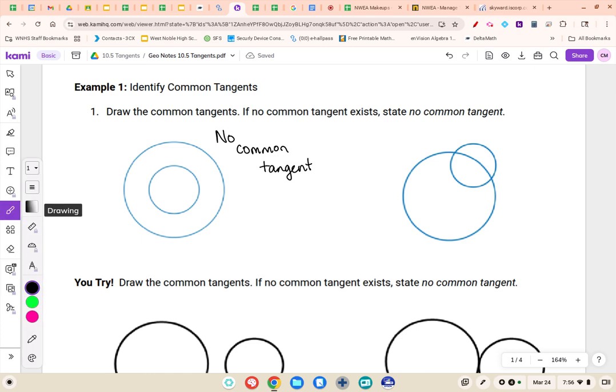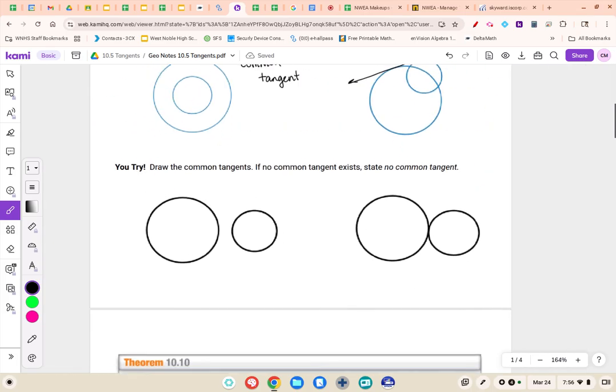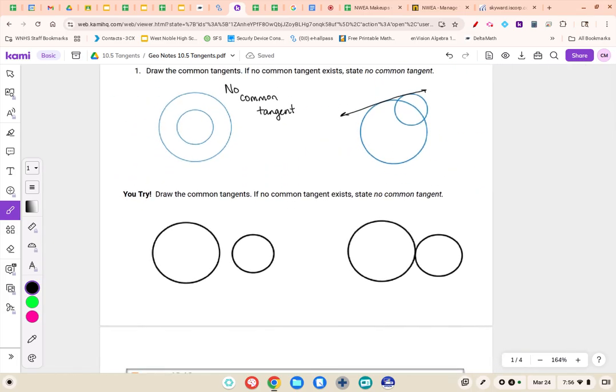This next one, since these circles already cross at 2 points, to make a common tangent, we just have to lay our line across the side. You can go there, or you could go on the other side. There are some options. You guys try these two. There are multiple options here as well.